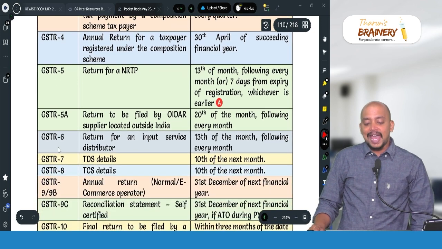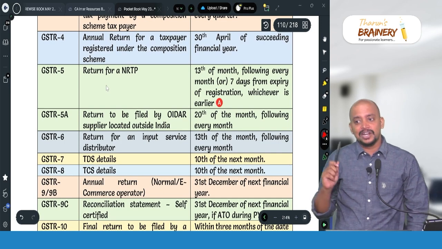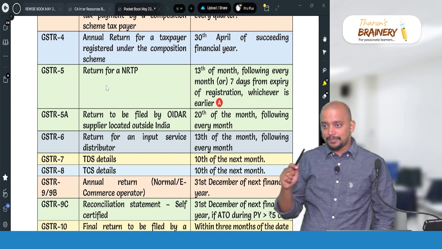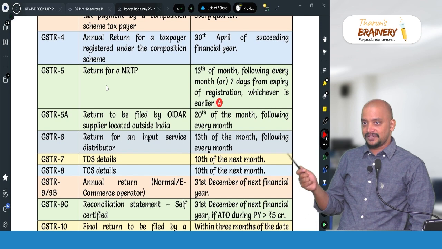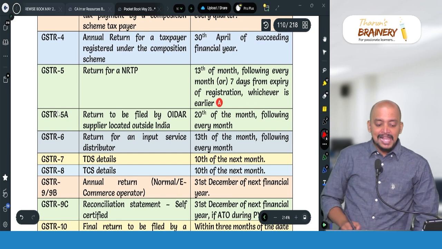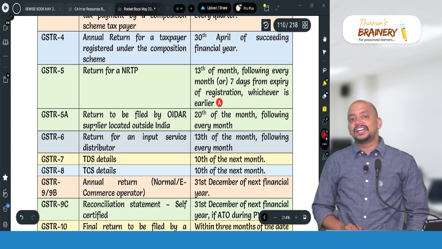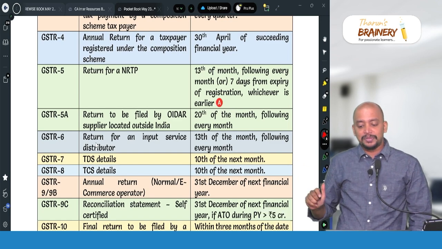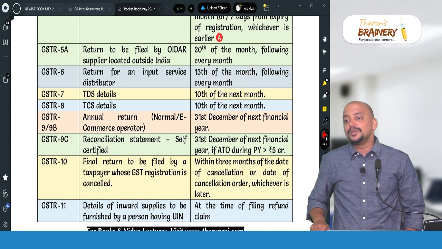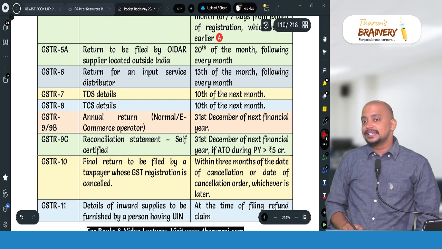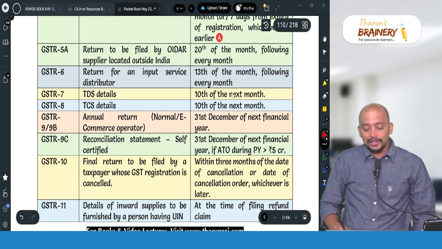GSTR 5 is a return to be filed by NRTP, non-resident taxable person. Now there is an amendment. Previously it was 20th of the month following every month or 7 days from expiry of registration, whichever is earlier. That is amended to 13th of the month following every month or 7 days from expiry of registration, whichever is earlier. And GSTR 5A is a return to be filed by OIDR supplier located outside India and regular like 3B only, 20th of the month following every month. GSTR 6 by input service distributor by 13th of the month following every month. GSTR 7 and GSTR 8 is TDS and TCS by 10th of the month following every month.